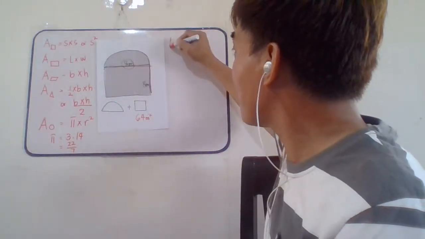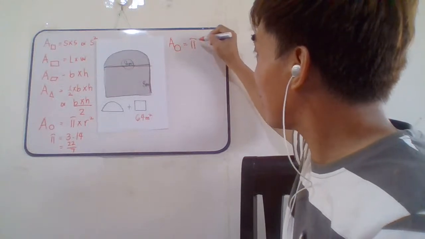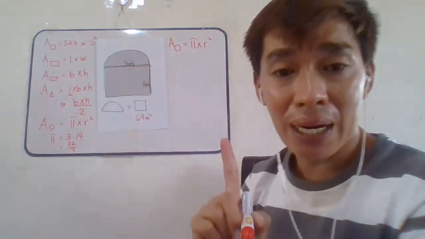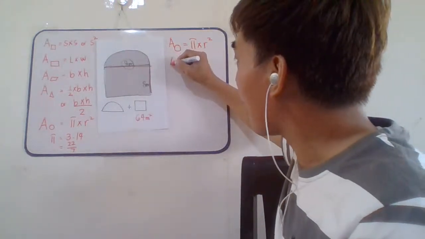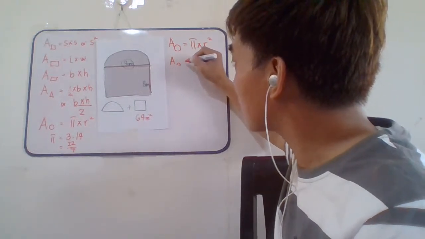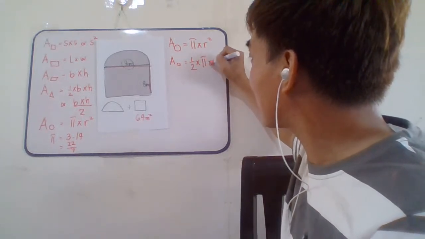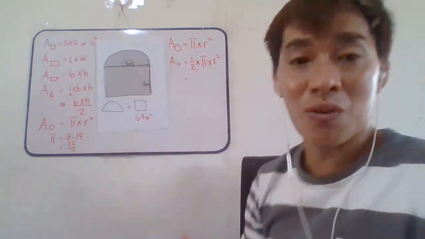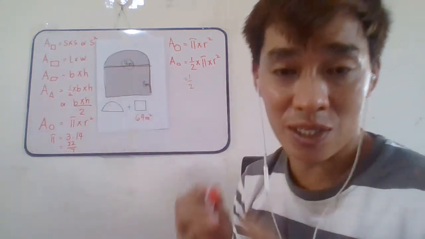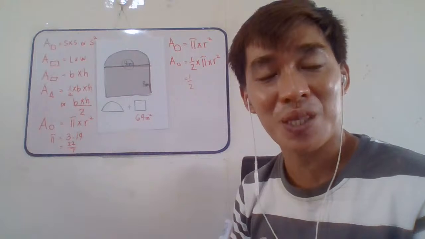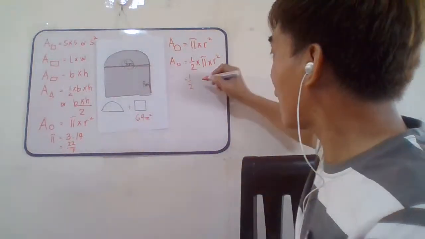Okay, to solve for the area of the circle, the formula is pi times radius squared. But this is not a full circle here. That is only half of the circle. So because that is only half of the circle, the area of the semicircle is equal to half of the area of the circle. So here, 1/2. In my exam, I specified that you have to use 3.14 for the value of pi.